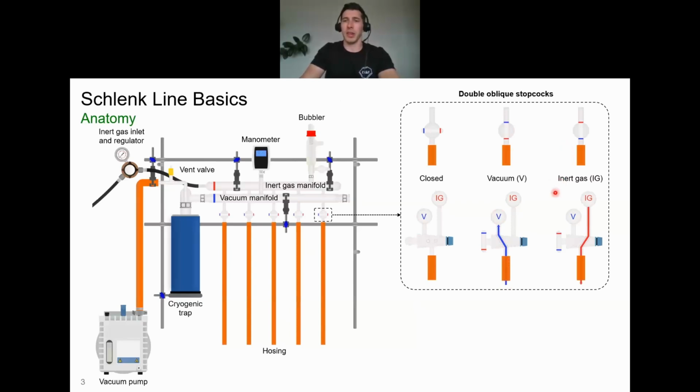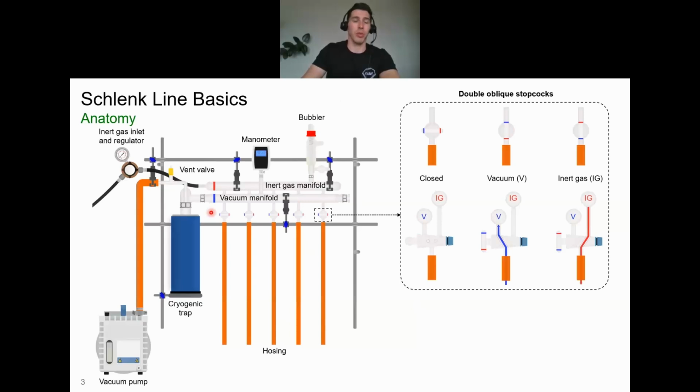So these color coding systems aren't built into your Schlenk line, so I highly recommend that you color code your taps either with some electrical tape or a permanent marker, and you can also have the same markings on your vacuum manifold and inert gas manifold yourself, so you always know which is which.